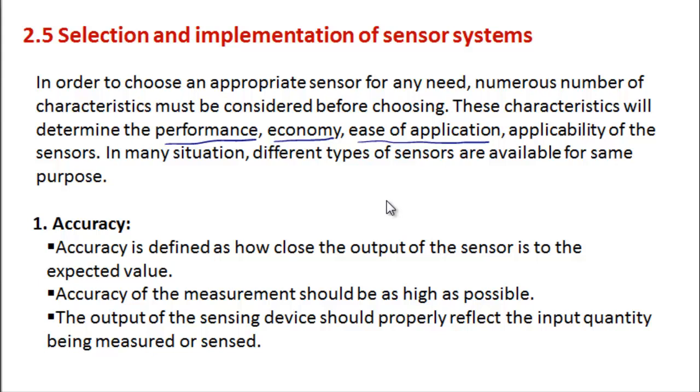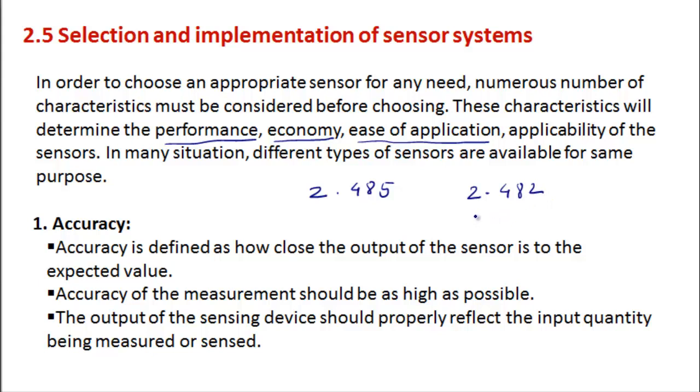So let us look at some of the sensor characteristics that we should look at when we are going to select a particular sensor system. The first thing is accuracy. Accuracy is basically defined as, suppose there is a value that you want to find out and that is 2.485. The original value is 2.485. If you are able to find something that is 2.482, you will say that it is pretty accurate.